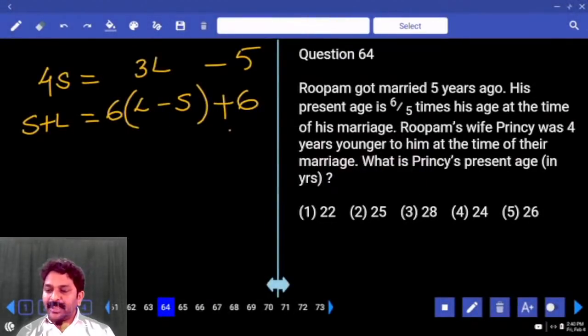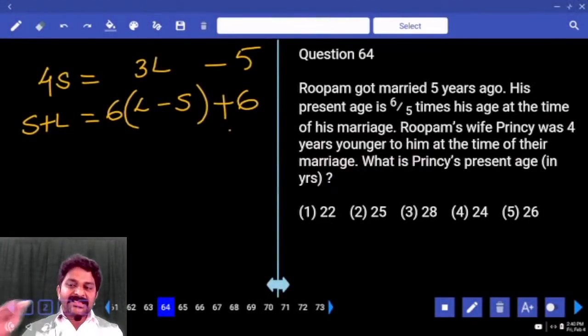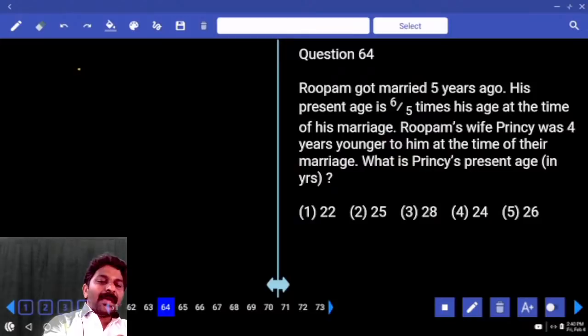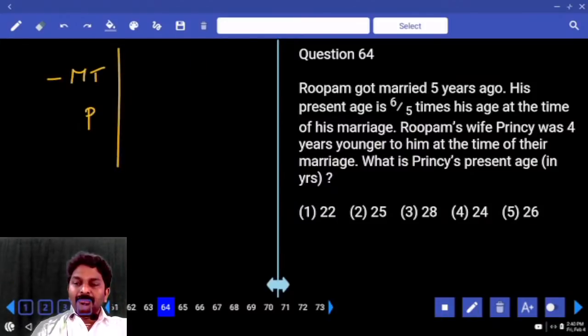Rupam got married 5 years ago. His present age is 6 by 5 times his age at the time of marriage. The marriage happened in the past, and now we are in the present. This is the marriage time, this is the present age. Okay? What fraction do we have? Present age is 6 by 5 times his age at the time of marriage.